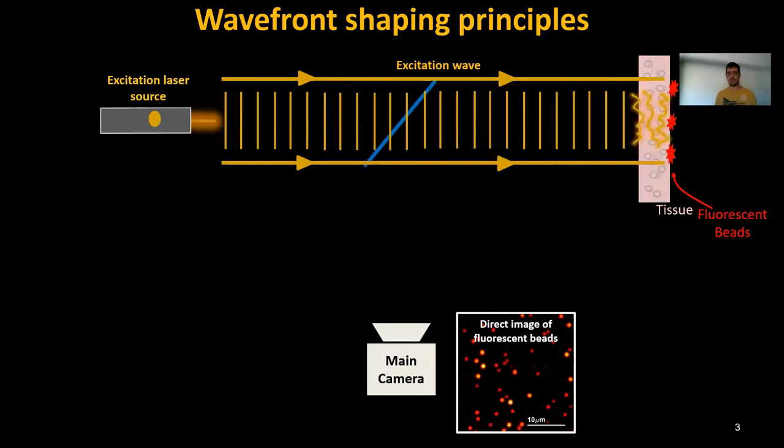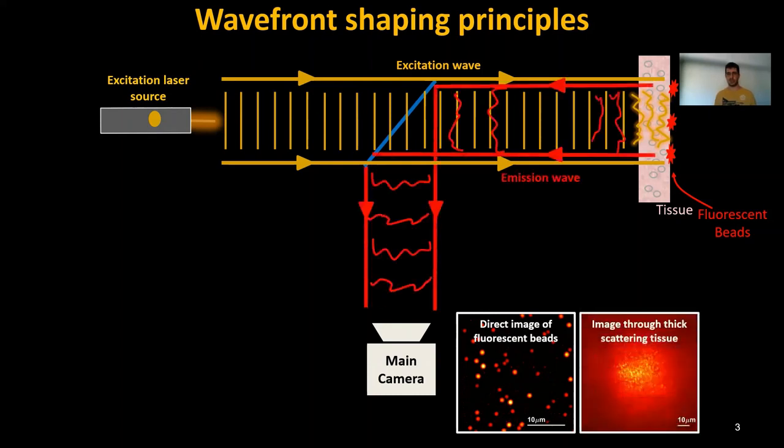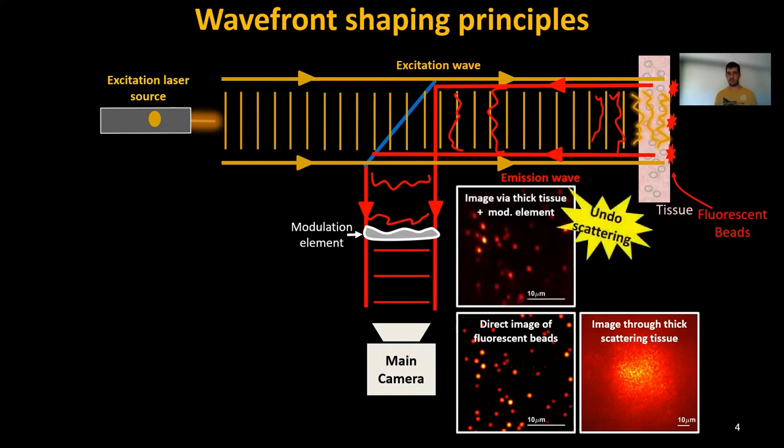However, if the tissue layer is thick, the light emitted from the fluorescent components crumbles in the tissue, and the camera sees just a noisy speckle pattern. The idea of wavefront shaping is that we can place a computer-controlled modulation element between the tissue and the camera that will correct the tissue aberration and allow us to see a sharp image of the components. For example, here is what our algorithm can image after finding such a modulation element. You can compare it with a direct image of the fluorescent sources and see that they are similar.